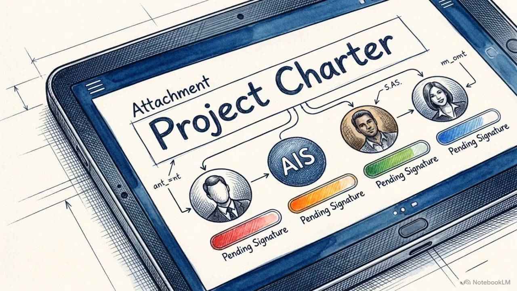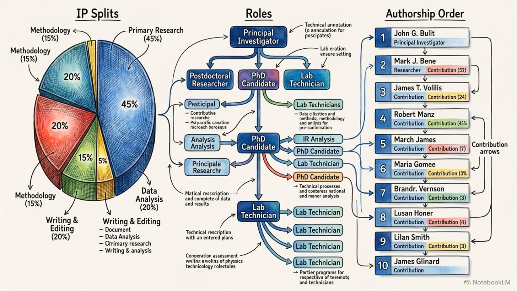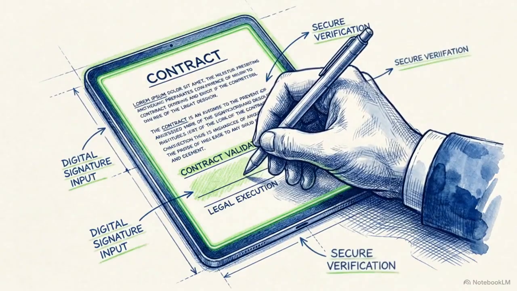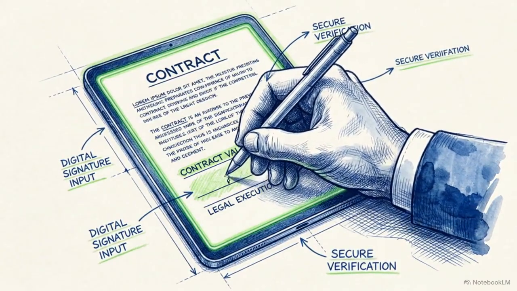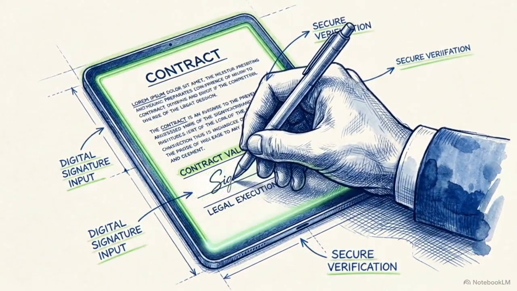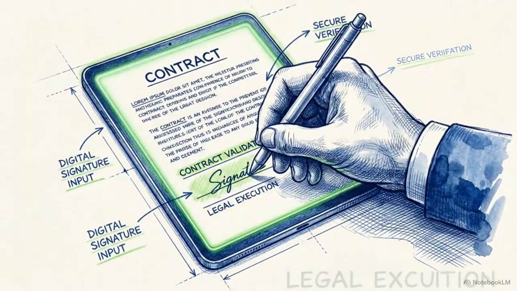Attached to this is the project charter. Every team member must execute this document, which dictates specific roles, intellectual property splits, and the exact order of authorship before any laboratory or computational work begins. Defining publication rights upfront protects the ethical standards of the research. It eliminates ambiguity and prevents disruptive disputes over papers and patents down the line.